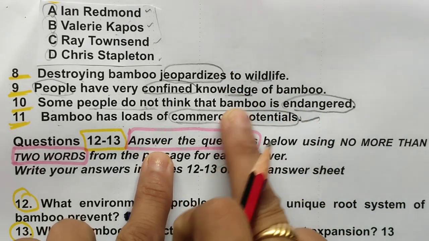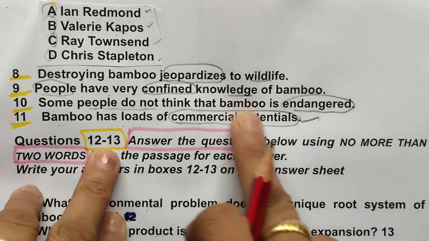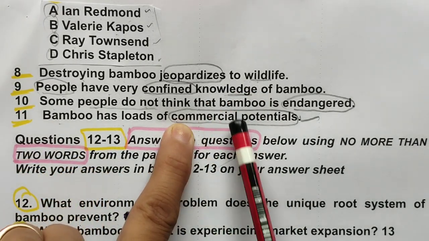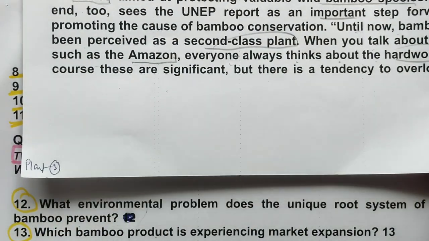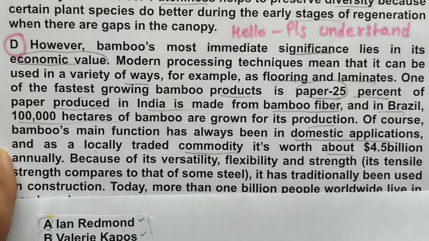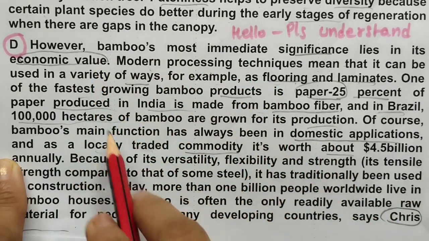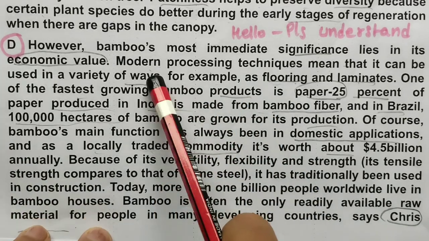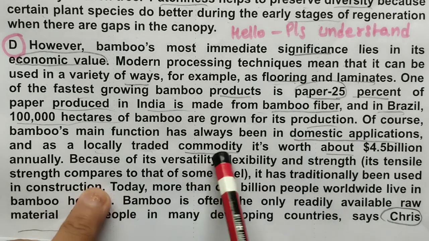So it is very easy to find these kinds of questions. Let's look at this. But yes, if you know the location, you can go directly to that paragraph. So commercial potential and all, they were talking about it in D paragraph. So this is my D paragraph. Here they were talking about economic value, commercial kind of thing. In the whole paragraph they were talking about economic value, and they were talking about businesses and all.